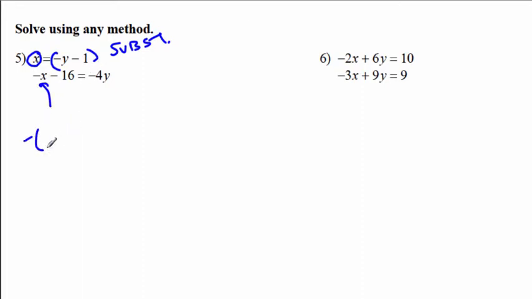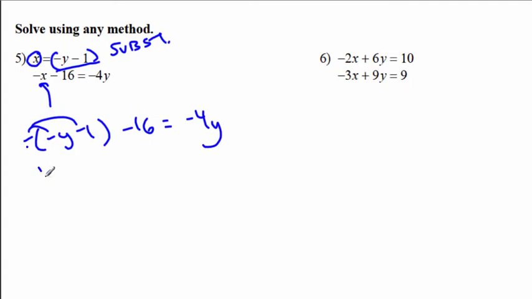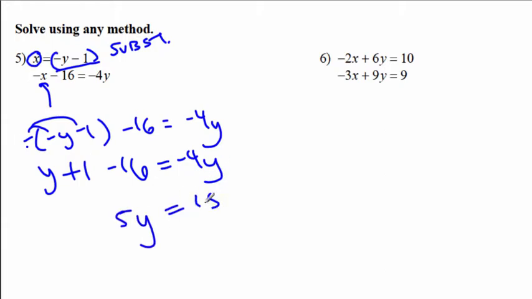It's going to be negative y minus 1, all right, minus 16 equals negative 4y. I'm going to explain that again. It's negative x. Well, x is this whole quantity right here. So it's negative, and then you have that whole quantity, negative y minus 1. You then can distribute the negative. You're going to get y plus 1 minus 16 equals negative 4y. You're going to get 5y equals 15, and then you can go from there.